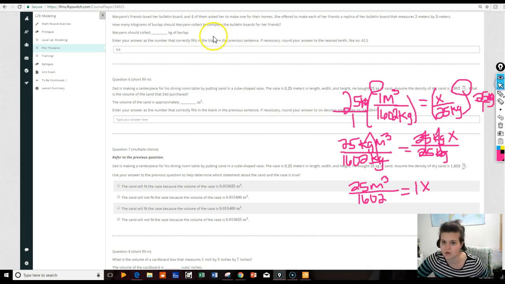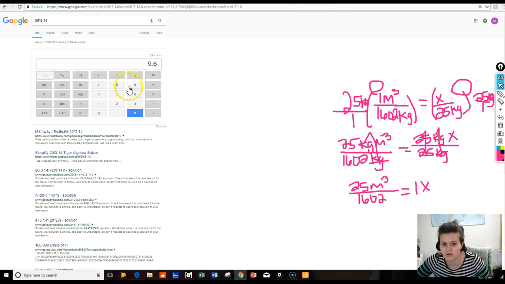So let's type over to our calculator. 25 divided by 1,602. So he bought 0.0156 cubic meters of sand.